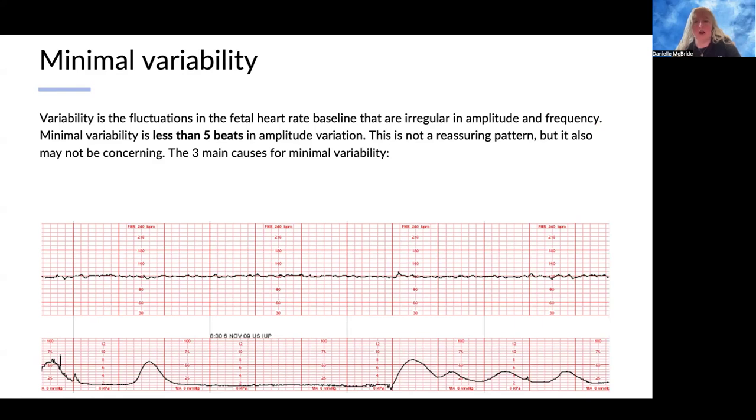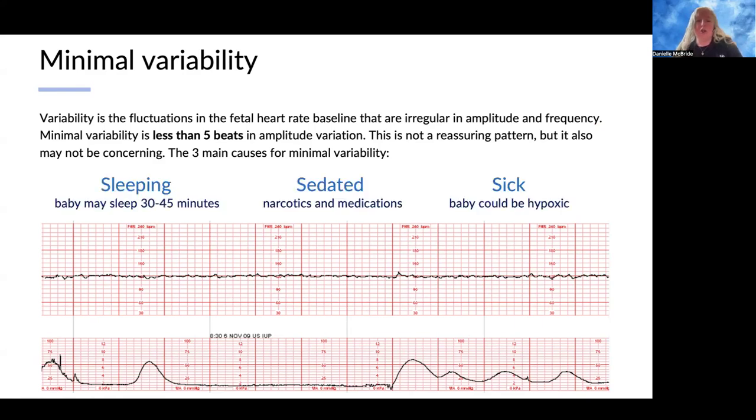There's a few things that can cause minimal variability. Your baby might be sleeping. If the fetus is sleeping, babies can sleep for 30 to 45 minutes, and you will see minimal variability for 30 to 45 minutes, and then it'll shift back to moderate when the baby wakes up. It also could be that my baby is sedated. If we are giving mom narcotics for pain, or if she's on medications that have a sedative effect for her, it crosses the placenta and can sedate the baby. So we could have a baby that is sedated.